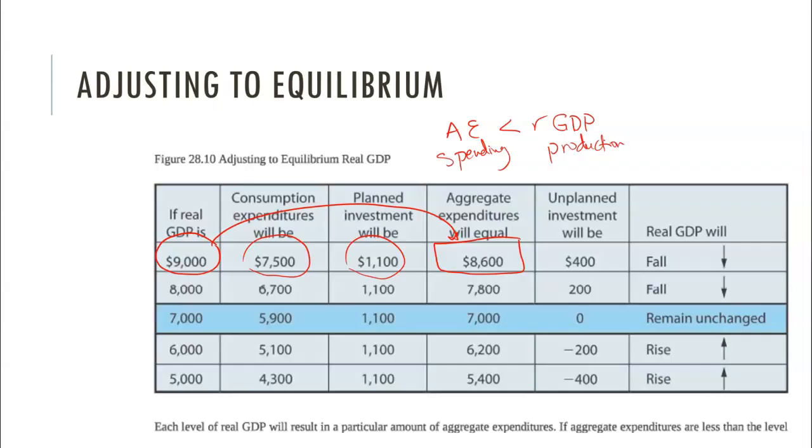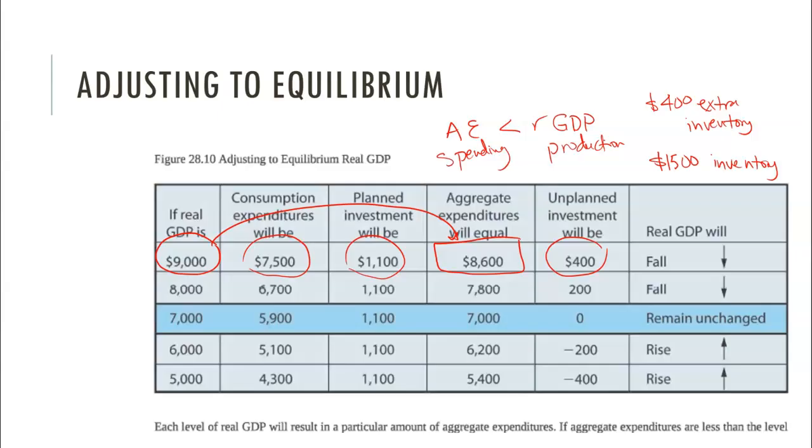Meaning businesses have overproduced, right? They've got more stuff than they expected. So now we have this unplanned investment of $400. That means that there's $400 in extra inventory that we weren't expecting, that we didn't want. So our business wanted to have $1,100 in inventory, but instead they're ending up with $1,500 in inventory. So just like with our shirt example from a couple videos ago, they just have a bunch of extra shirts, right? Way more than they intended.